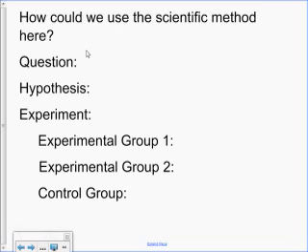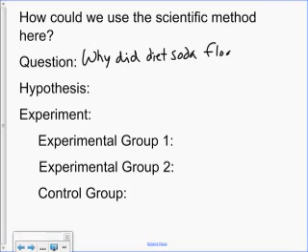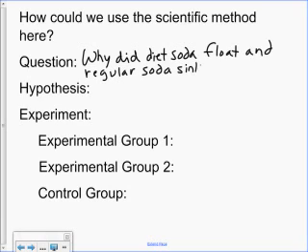Okay, so immediately, the first question that comes to my mind is, why did the diet soda float and regular soda sink? And then I'm going to start to think about answers to that question, which would be my hypothesis. So if you take a look at the cans of soda, diet soda lists no sugar, and regular soda lists like 24 grams, which is quite a lot. So I think it's the sugar that is causing this change.